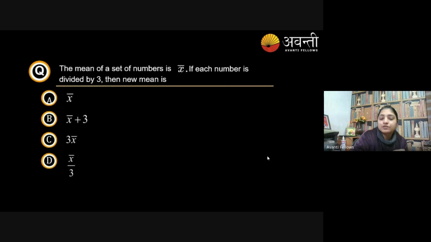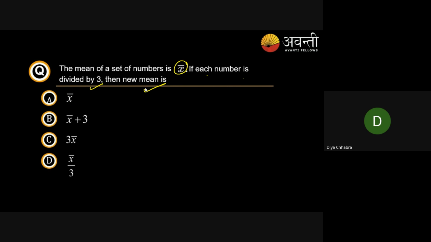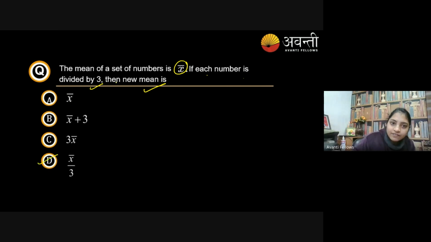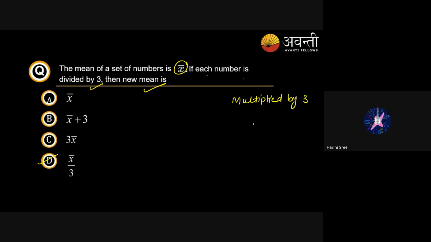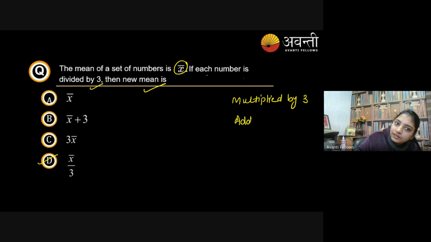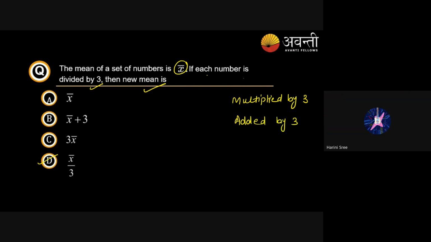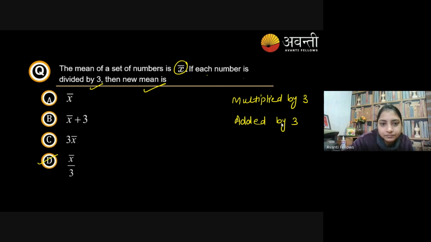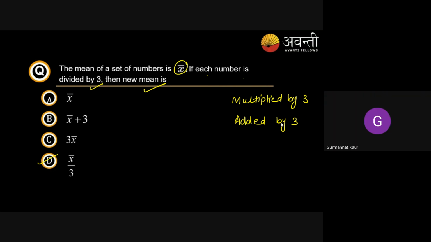So now from that observation, if the mean of a data set of numbers is x bar, and each number is divided by 3, then the new mean will be x bar by 3, option D. If I change this question so that each number is multiplied by 3, then the new mean will be 3x bar. If each number is added by 3, then x bar plus 3, option B. So this relation is clear to everyone? Any doubt till there? Any confusion?